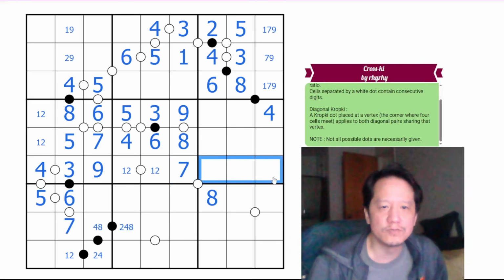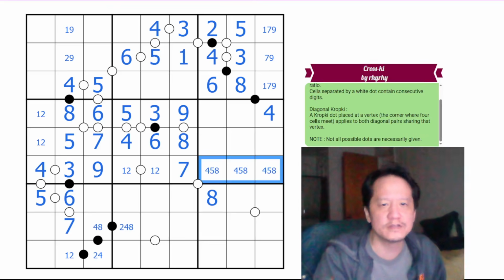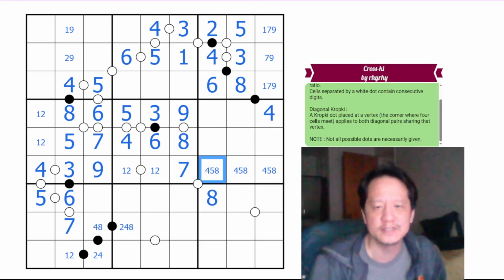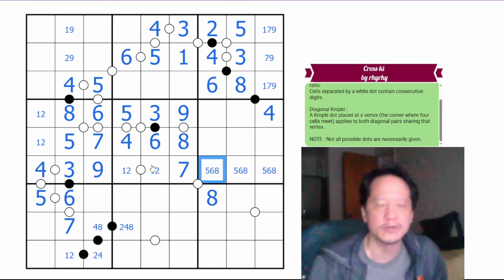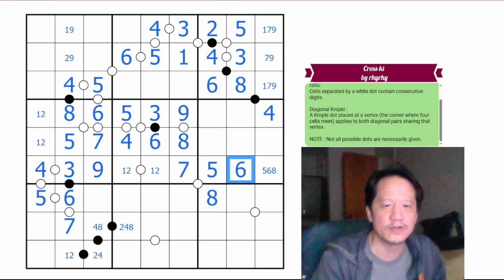Remaining digits in row 3, or 6, sorry, are 4, 5, and 8. This cannot be 6 or 8 here because of the 6 or 8 in the column. So this is 5. This can't be 5 or 8, it's 6, which forces this to be 8 there.